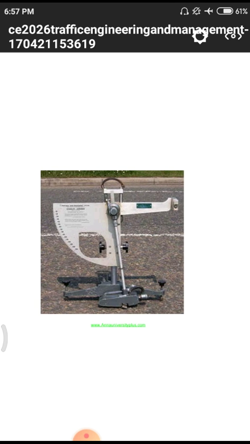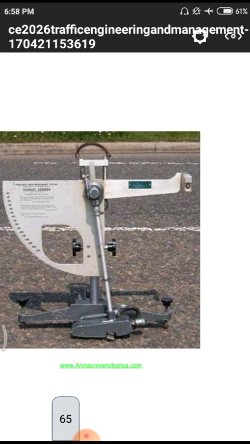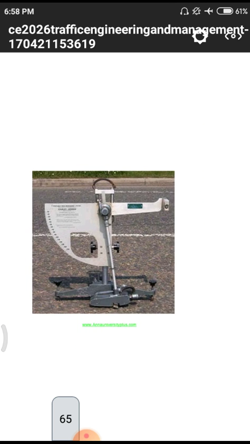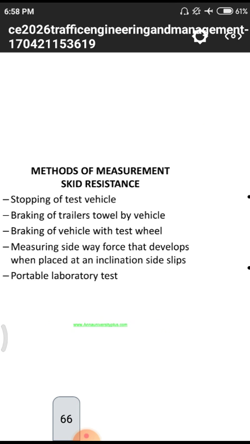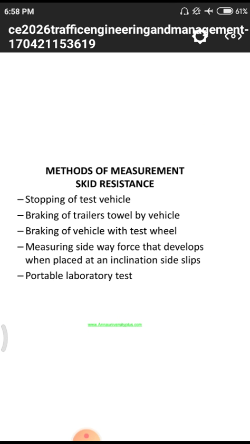These are the sample collectors on a particular road surface, that means a vehicle having some amount of polishing. By using these equipments, we collect the samples on the road surface, and those samples will be tested in the laboratories. The tests are: stopping of test vehicle, braking of trailers traveled by the vehicle, braking of vehicle with the test wheel, measuring sideway force that develops when placed on an installation side slip, and portable laboratory tests. All those are the different tests involved.